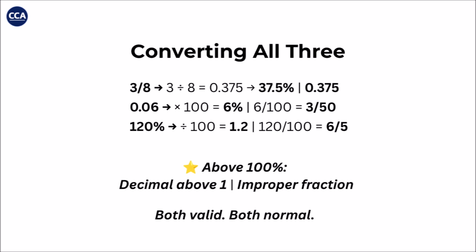When any value is above 100%, the decimal is above 1, and the fraction is an improper fraction. This is normal and valid.